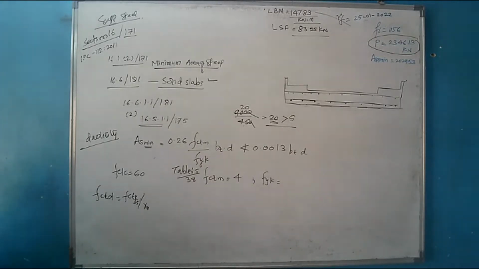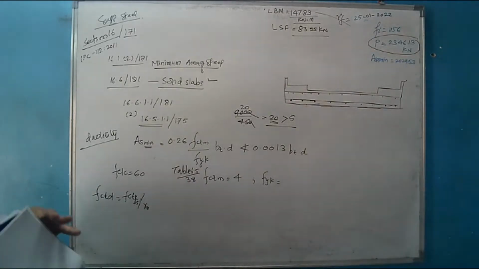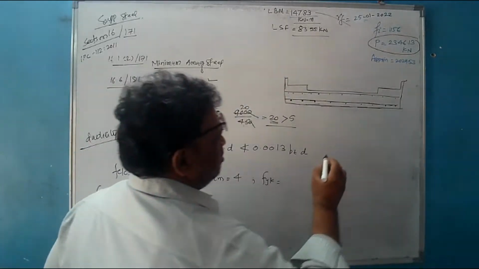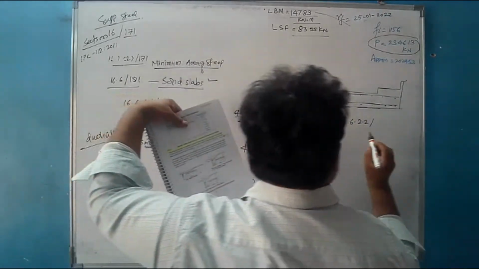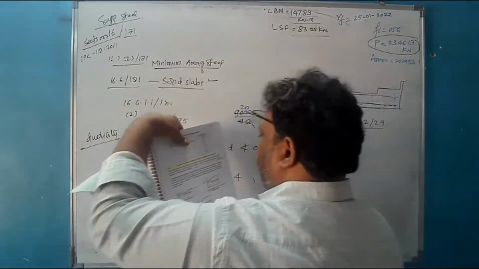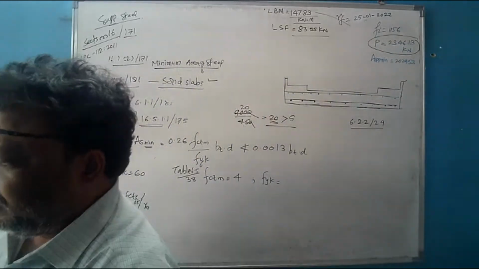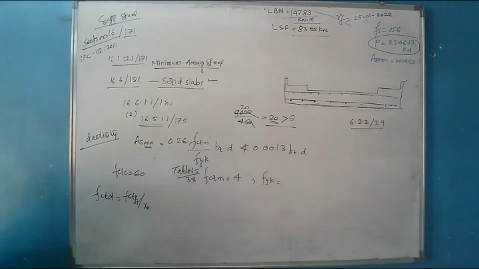Clause 6.2.2, clause 6.2.2 on page number 29. What is given here? See, table 6.1, the grade of reinforcing steel, mild steel, HYSD, वहां पर बहुत सारी ग्रेड दिया है. फिर क्या लिखता है उसके बाद 6.2.2, the strength diagram, modulus of elasticity, ये सब यहां पर डिफाइन किया है.